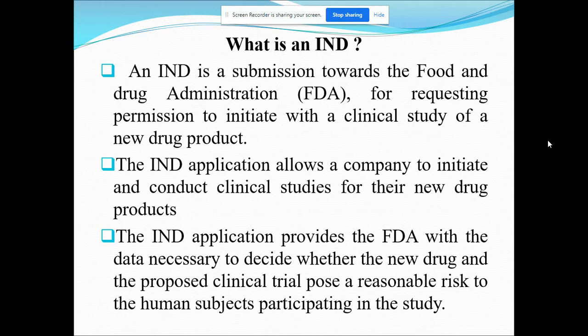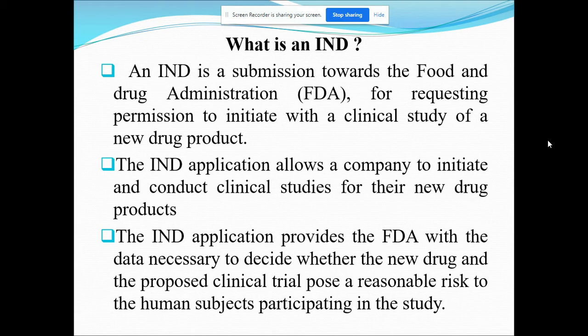Now today I'm going to start with the second chapter from your syllabus. The point which we have to study from the second chapter of our syllabus is: what is an IND? We have to study about the IND. Students, you know very well, IND stands for Investigational New Drug Application.